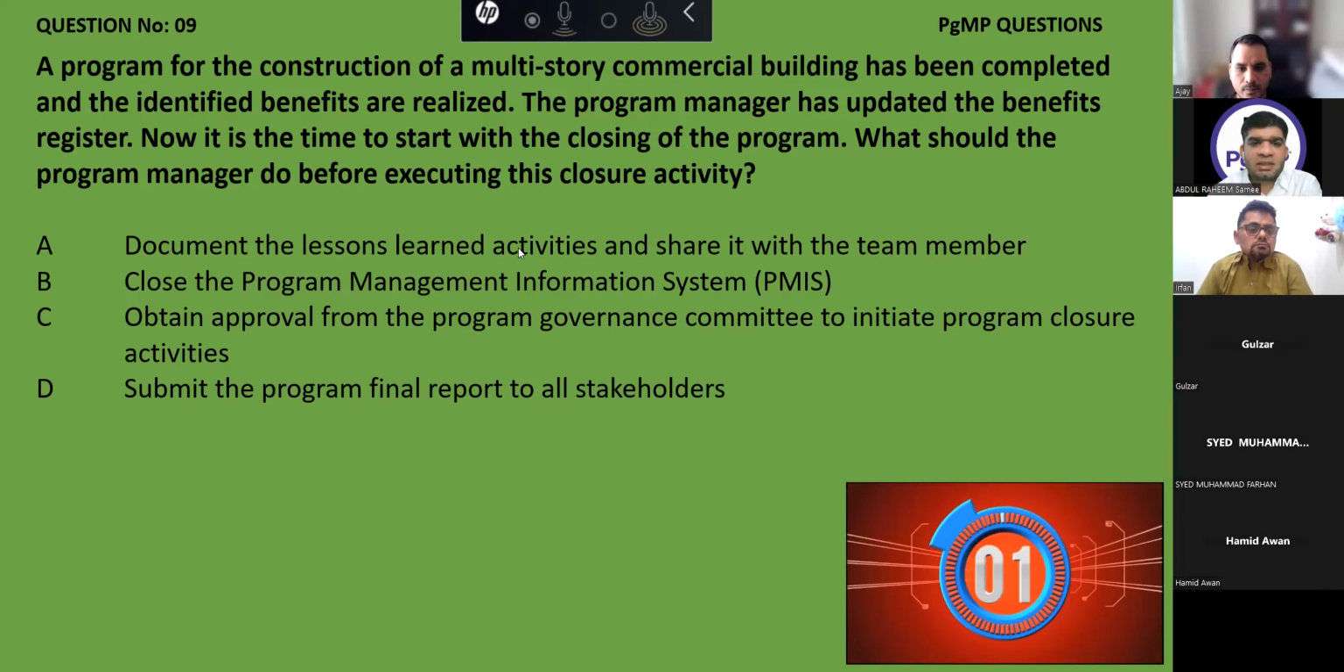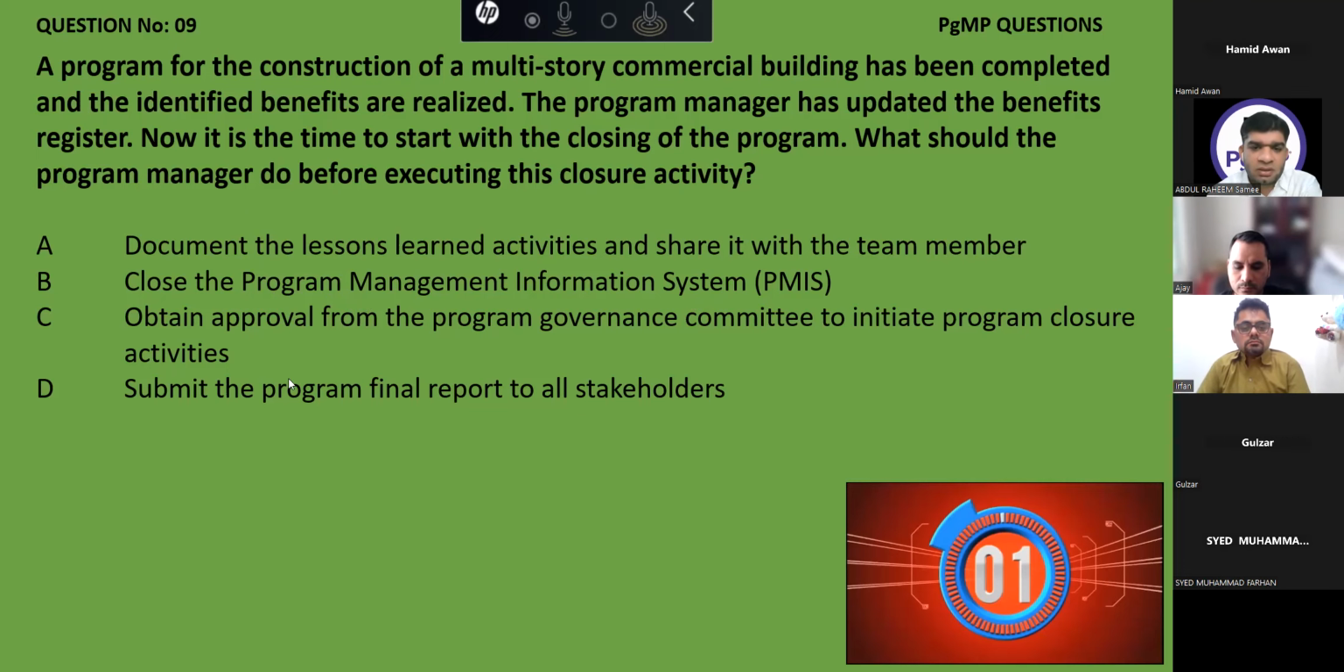So in the exam, just keep in mind another keyword: once you are really in the closure phase, then surely he will tell you, for example, that we have closed the program management information system, and now I have to submit the program final report to the stakeholders or to the team members. So what activity should we do? Something like that. In that case, we have to document the lesson learned. You understand?